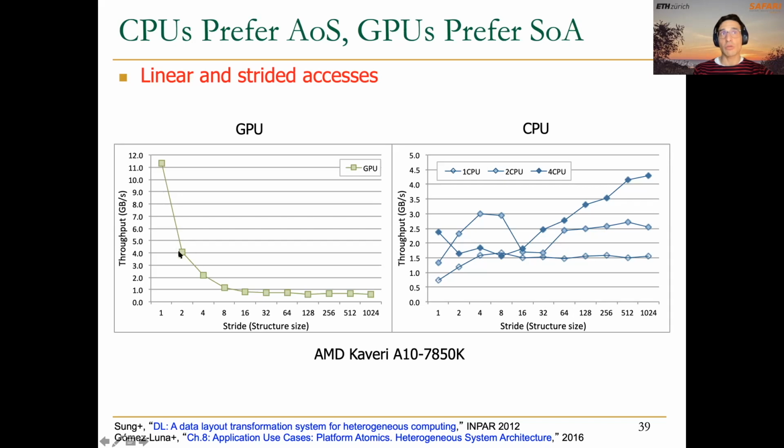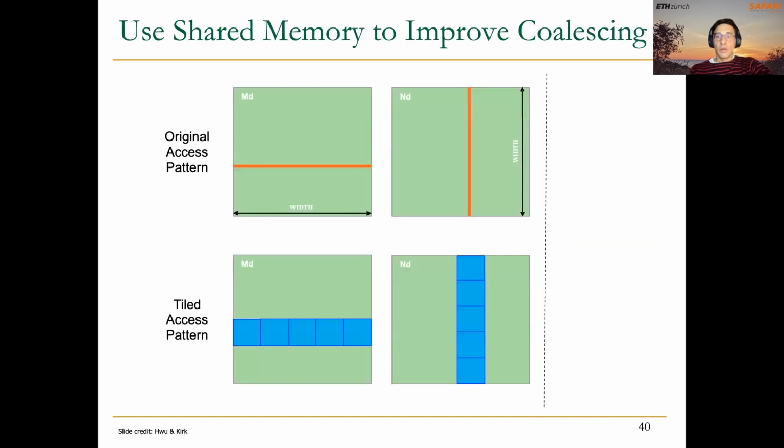If the stride is 2, the bandwidth essentially goes to half or even less. If it's 4, it continues going down. And at some point it saturates at its minimum bandwidth value. However, on the CPU, increasing the stride is not necessarily something bad, and as you see, it can take advantage of an array of structures organization, and even increase throughput as we increase the structure size. But not in all cases would we be able to perform coalesced accesses.